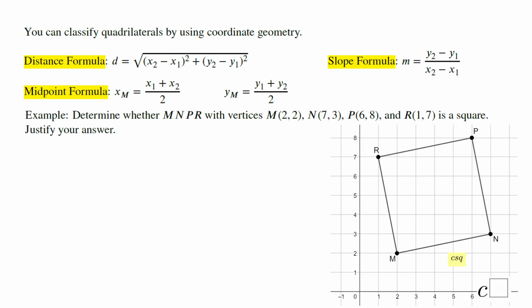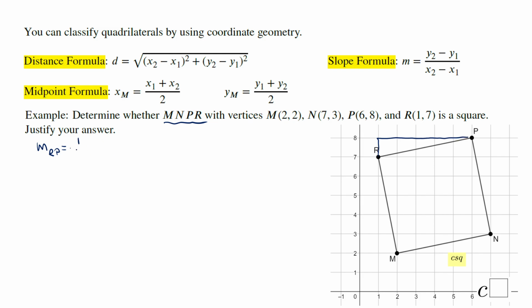Now, sometimes you're going to have to classify quadrilaterals. So in this example, we have to determine if this quadrilateral MNPR, we see the coordinates, is a square. Looking at the picture, it looks like a square, right? But that is not good enough. We need to prove it. So we're going to look at the slope of RP, and that one is a rise of 1 and a run of 1, 2, 3, 4, 5.